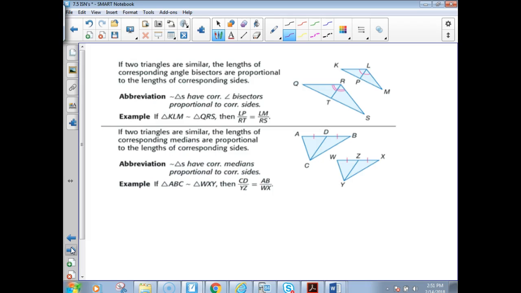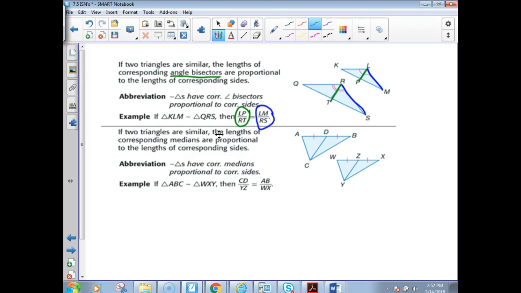The next one is if two triangles are similar, the lengths of the corresponding angle bisectors are proportional to the corresponding sides. The angle bisectors in this picture are RT and LP. The statement they chose to make is that LP is to RT as LM is to RS, those two corresponding sides there. Now, could I do another proportion that would be true? Absolutely. I could say LP is to RT as LK is to RQ. I'm just not going to write all of them possible down, okay?